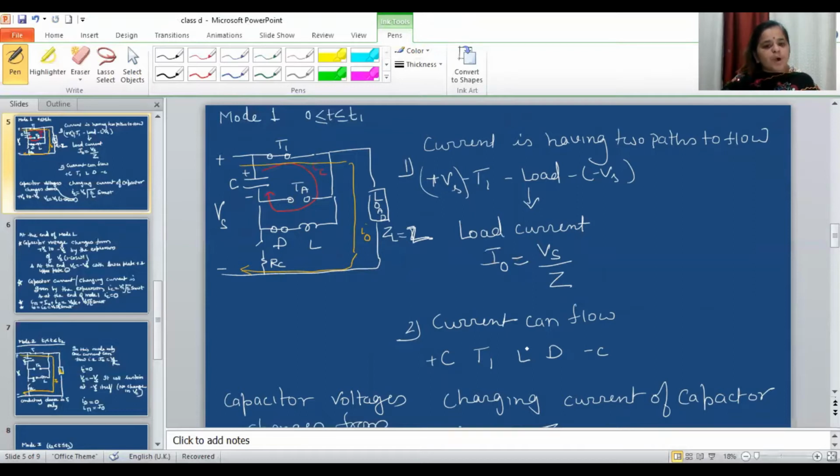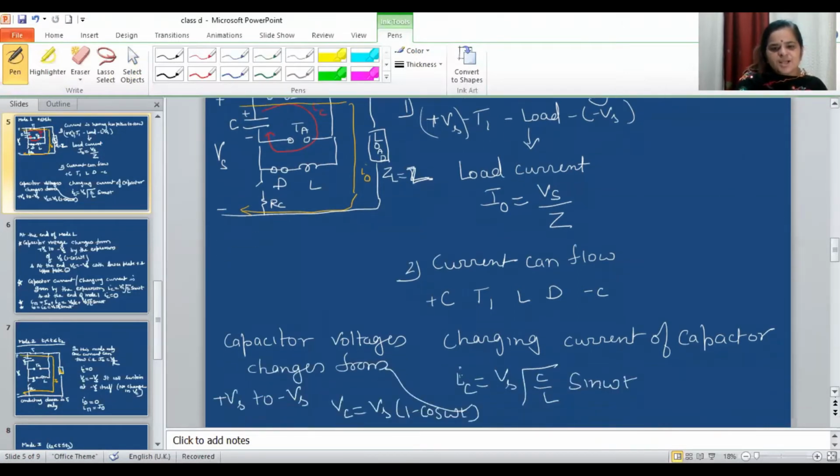The second path through which current can flow is C, T1, L and D, and then the minus plate of C. In this closed path, the current that flows is called the charging current, and it flows through an LC circuit. We know that when a DC source feeds an LC circuit, the expression of the current is IC equal to Vs root C by L sine omega t.